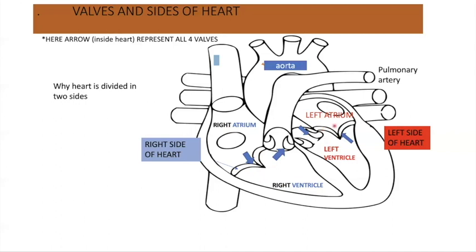There are two other valves. These valves are called semilunar valves. This is the pulmonary valve and this is the aortic valve. The pulmonary valve lies at the entrance of the pulmonary artery, and the other valve lies at the entrance of the aorta. So by now we understood that the right side is always filled with the blue blood, that is deoxygenated blood, and the left side is always filled with the red blood, that is oxygenated blood.